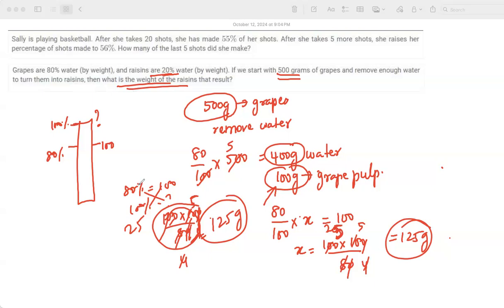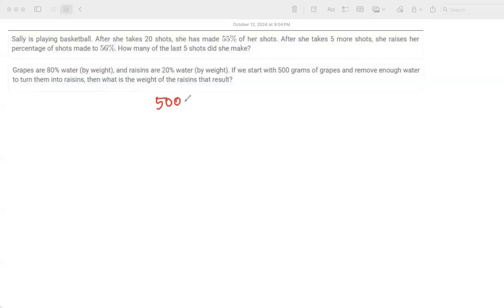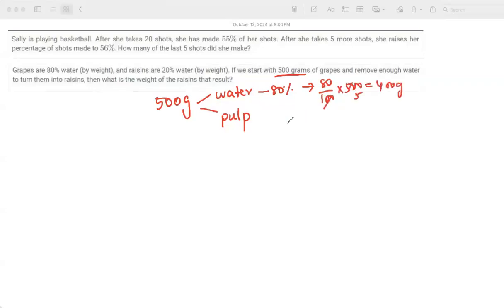Arman, how about you? I'm not fully sure. Okay, you're not fully sure. What I'm saying is, let's start with the 500 grams of grapes. It has 80% water. So let's split it into water and pulp. Water is 80% means 80 by 100 of 500, which is 400 grams of water. So 100 grams is pulp.